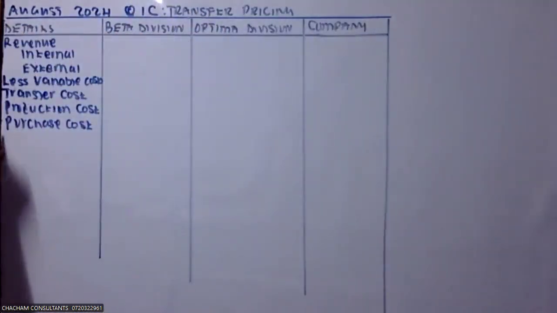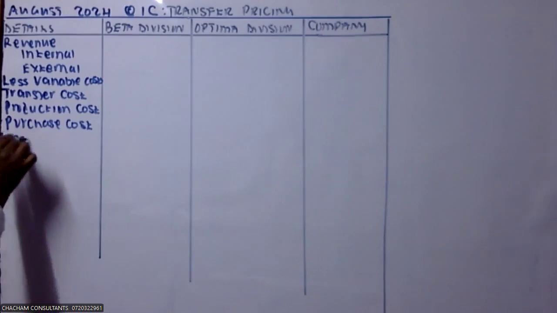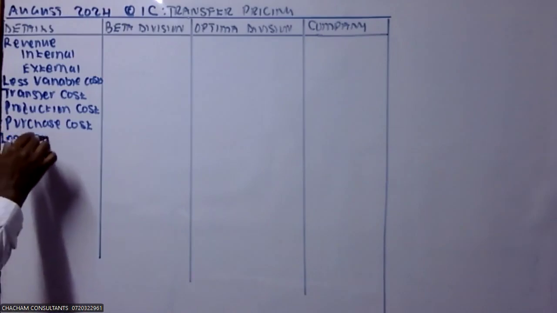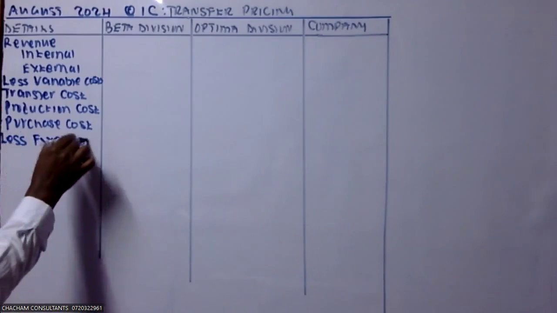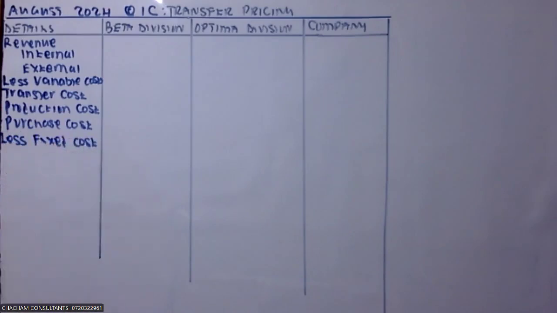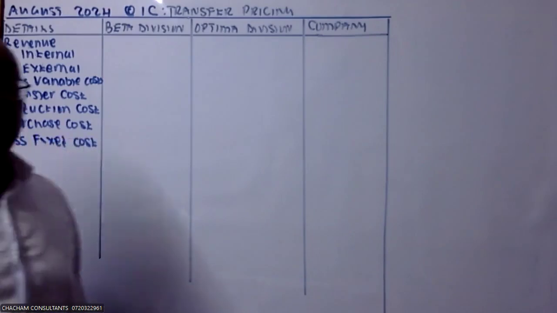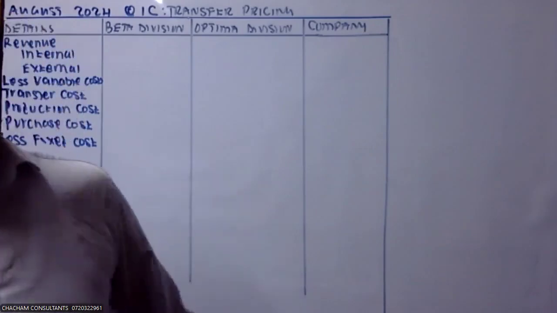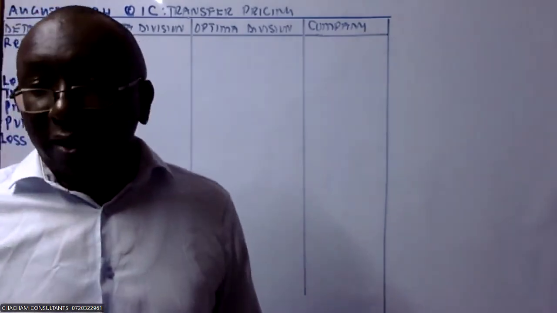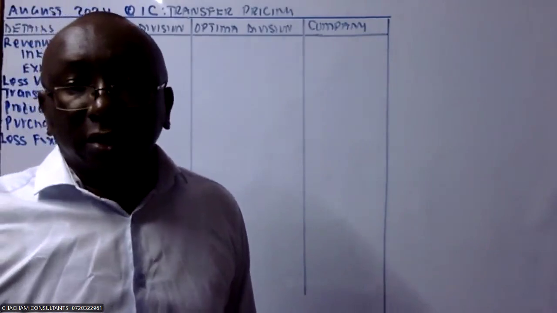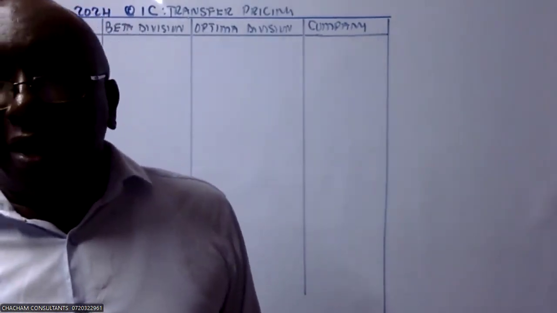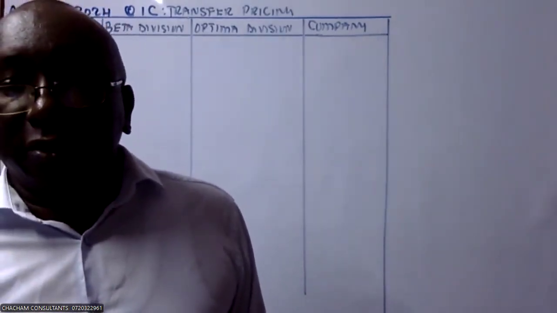Then after that, you less the fixed costs. So the fixed costs, obviously we have the production, like now in this question, we have the production.